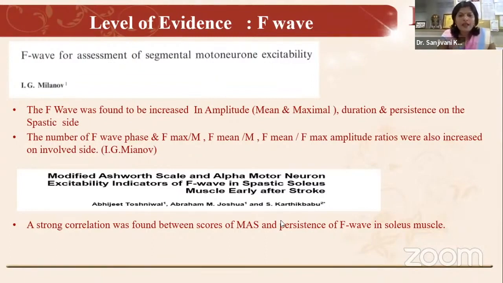So there was increased F wave, HM ratio, amplitude, latency, and minimum and maximum. In another article, the modified Ashworth scale and alpha motor neuron excitability were examined, with the F wave as an indicator. They observed a strong correlation between the modified Ashworth scale and persistence of the F wave.